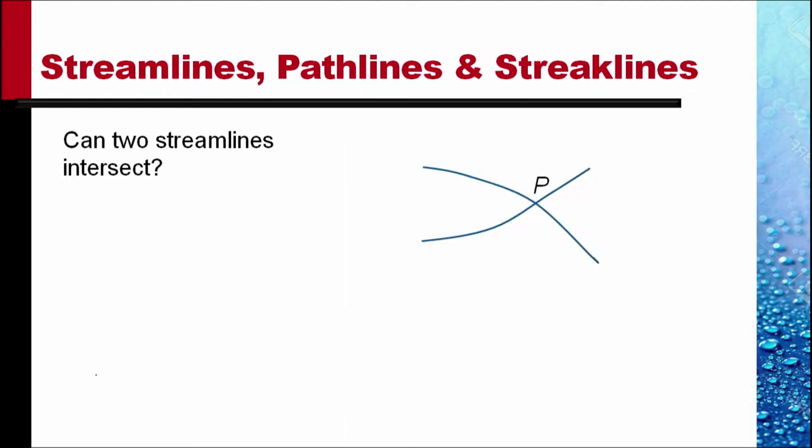Can two streamlines intersect? Suppose they intersect at a point P, then clearly the tangent to a streamline is in the direction of velocity. There are two directions of velocity at point P, one along one streamline and the other along the other streamline. Clearly, that's not possible. The velocity can have only one direction. This is possible only if the velocity at point P is zero. In that case, there is no direction to a velocity and the two streamlines intersect.